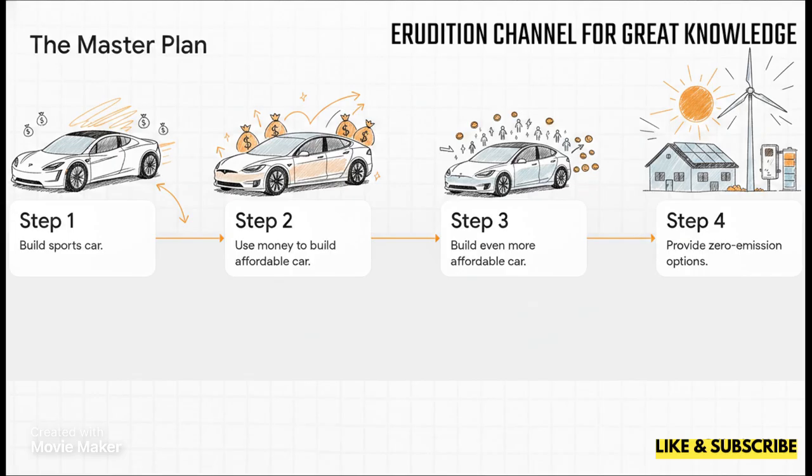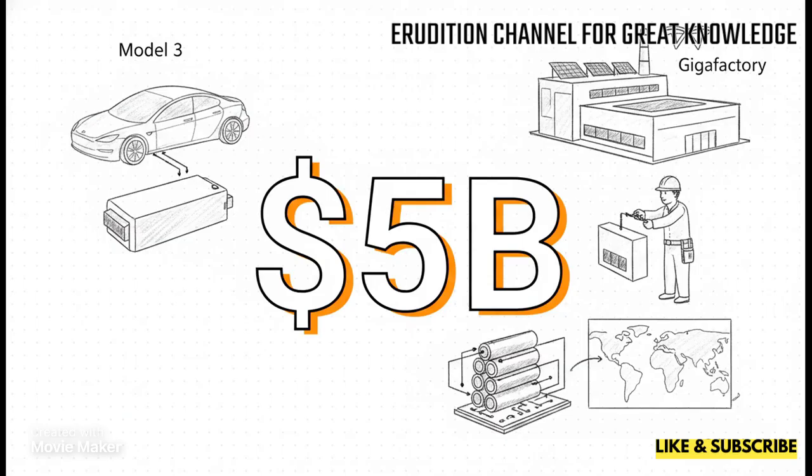It's this genius, cascading strategy of scale. Now, actually executing that strategy for a mass-market car like the Model 3 requires scale on a whole different level. And nothing highlights this better than their staggering $5 billion investment in the Nevada Gigafactory, built alongside Panasonic.